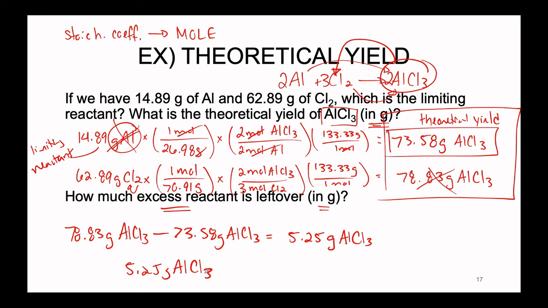So the 5.25 grams of aluminum chloride, we are going to now reverse engineer. We're going to turn this back into moles by dividing by 133.33 grams for every 1 mole. We are then going to use our stoichiometric coefficients to get out of aluminum chloride and back into chlorine, where there are 3 moles of chlorine per every 2 moles of aluminum chloride.